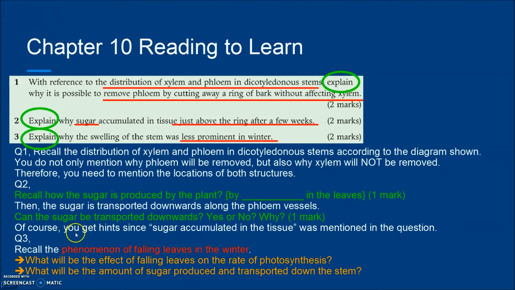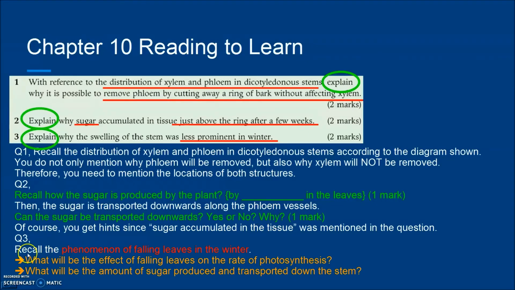Of course you can get some hints from the question. If the sugar can be transported downwards, that means transported below the ring, so somehow they will not accumulate. But now the sugar accumulates in the tissue. So somehow you know the answer, yes or no, but I need the reason.